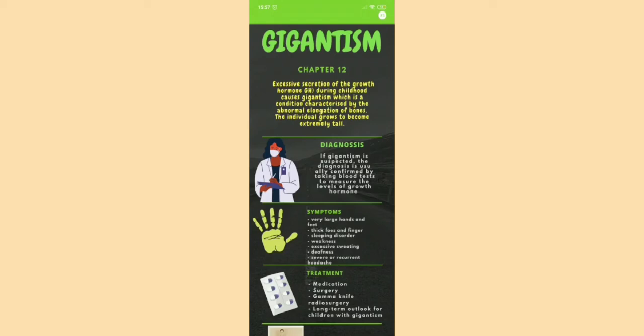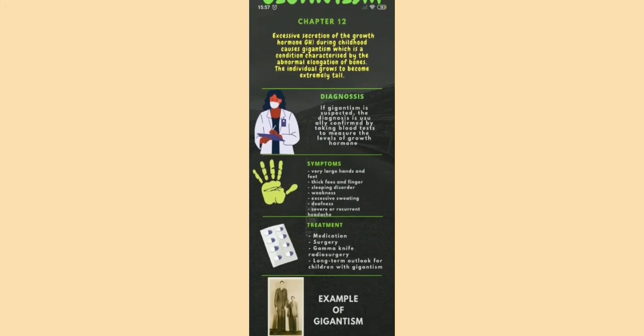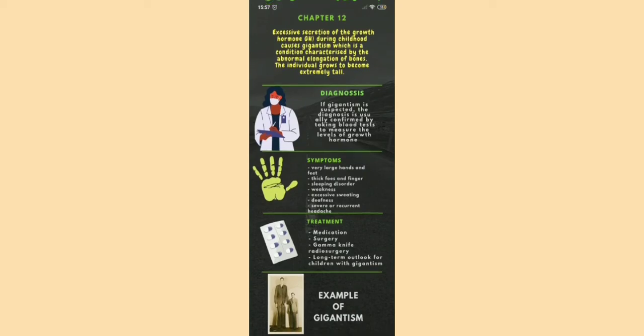So firstly, if the child is suspected to be a gigantism person, it will first be diagnosed by a doctor, and a blood test will be taken to check and measure the level of growth hormone of the child. Secondly, the symptoms are very large hands and feet, thick paws and fingers, sleeping disorder, weakness, excessive sweating, deafness, and severe or recurrent headache.